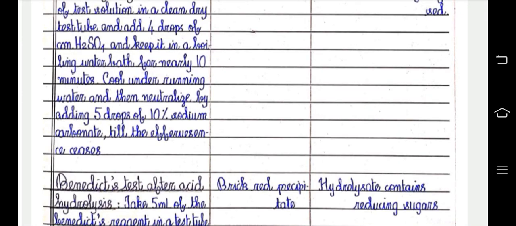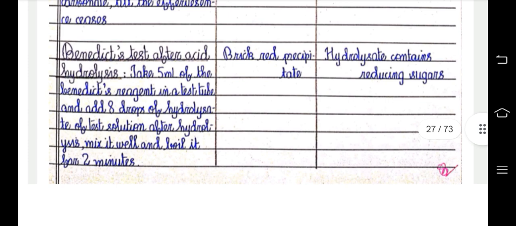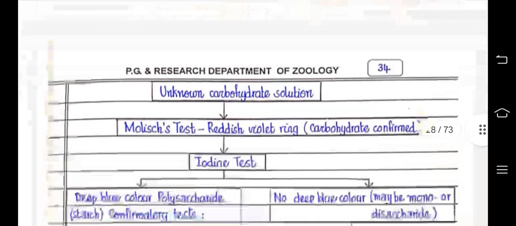Then later sodium carbonate is added. Then Benedict test after hydrolysis. Take 5 ml of Benedict reagent in a test tube and add 8 drops of hydrolysate of test solution after hydrolysis. Mix it well and boil it for 2 minutes. Brick red precipitate. The hydrolysate contains reducing sugars.